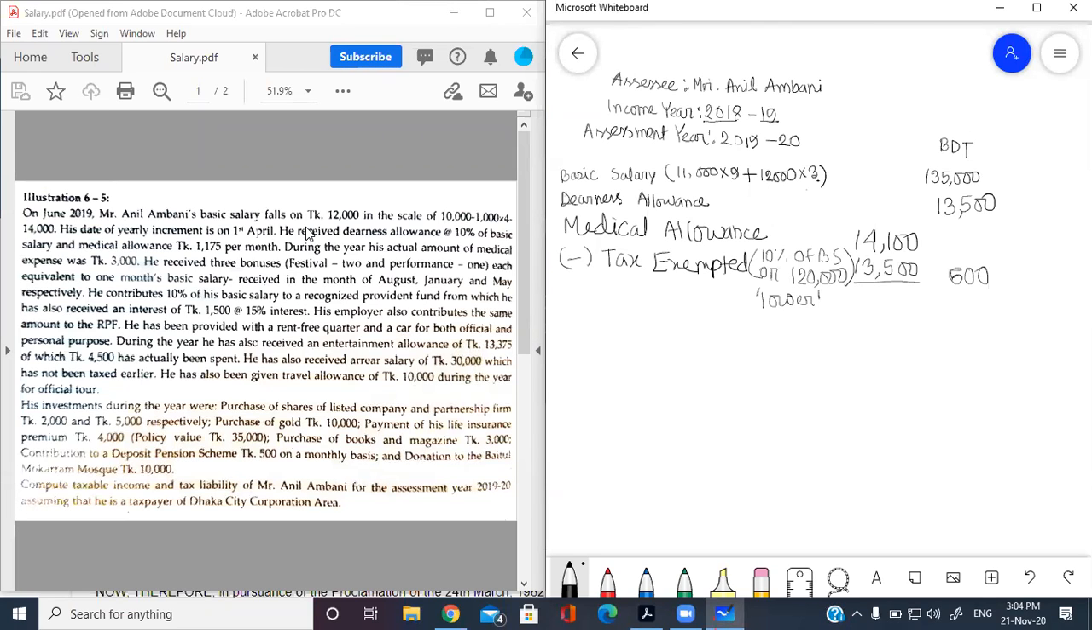Okay. So he received 3 bonuses: Festival 2, Performance 1, each equivalent to 1 month's basic salary, received in the months of August, January, and May, respectively. The thing is that usually 2 bonuses are common, 2 festival bonuses are common.